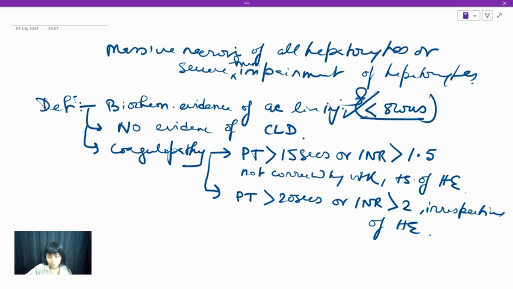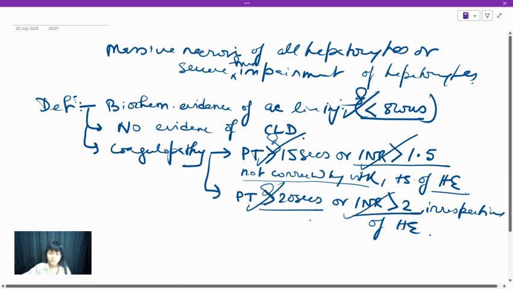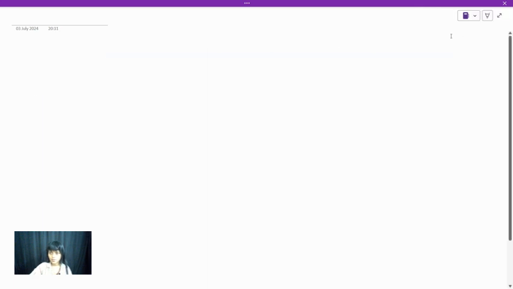So let's again recapitulate once. The biochemical evidence of acute liver injury, that is suggested by the duration below 8 weeks, there shouldn't be any evidence of chronic liver disease, and there should be evidence of hepatic coagulopathy. And what is that? If the PT, prothrombin time, is more than 15 seconds or INR more than 1.5, not corrected by vitamin K in presence of features of hepatic encephalopathy, or PT more than 20 seconds or INR more than 2, irrespective of presence of hepatic encephalopathy, right? So that's all about the definition of acute liver failure or fulminant hepatic failure, right?